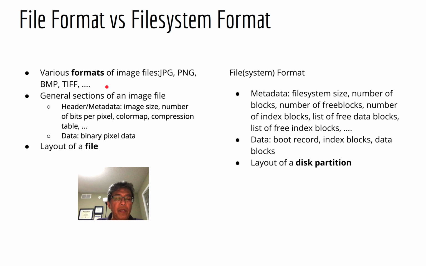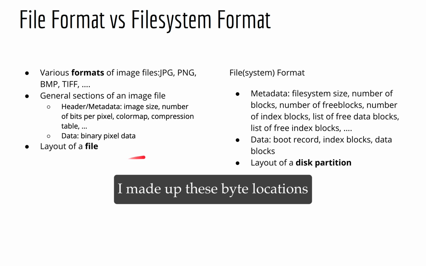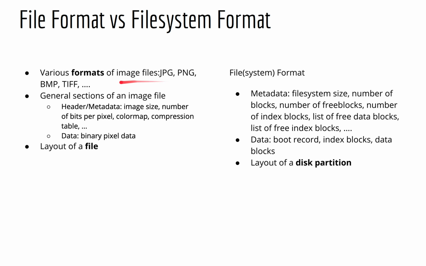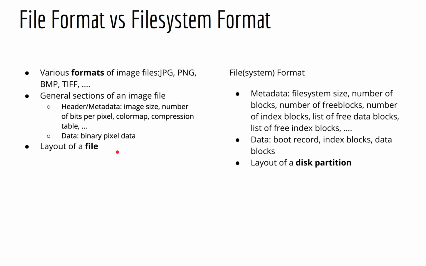If you read the spec of these image formats, you will see the spec will tell you how these data are laid out inside an image file. So for instance, for a JPEG, maybe the height of the image is found in offset 10, maybe the width is at offset 12. But for a PNG, maybe the width of the image is at offset 4, maybe the height is at offset 6. So a file format basically specifies the layout of an image file, how different data is stored inside the file. So using this analogy, a file system format is basically the same.